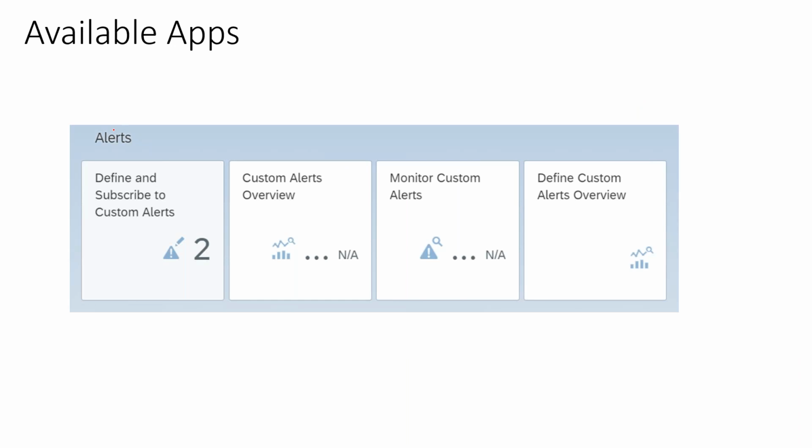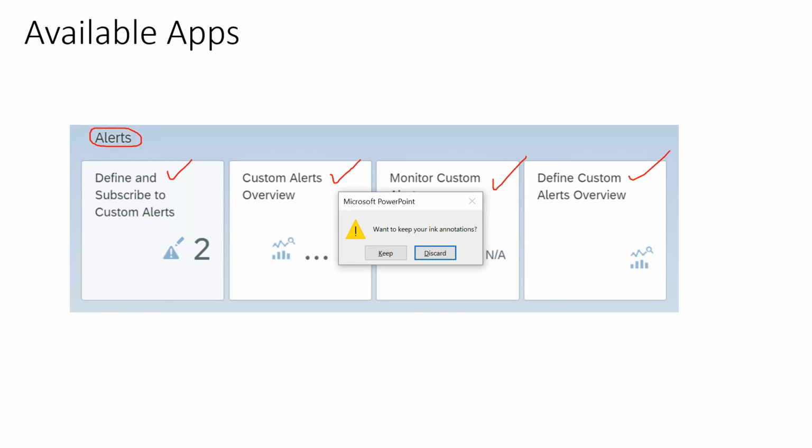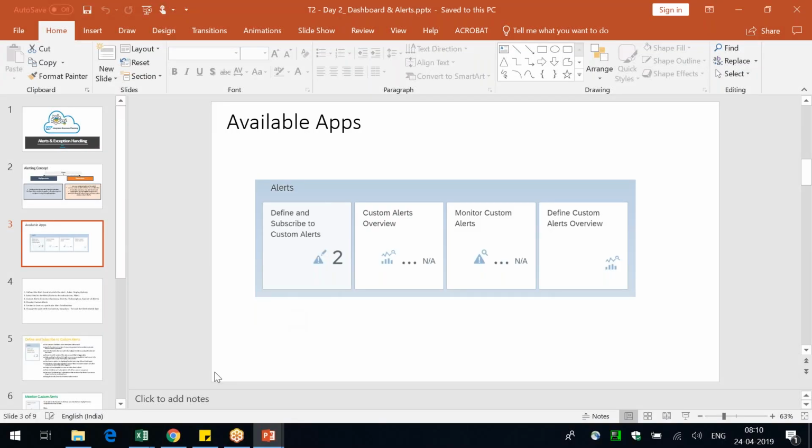So for available apps, there is a catalog called alerts here, with tiles. There are 4 different apps that are available. One is define and subscribe custom alerts, overview, monitor custom alerts, define custom alerts overview. Okay, so let's create an alert, and we'll see it.